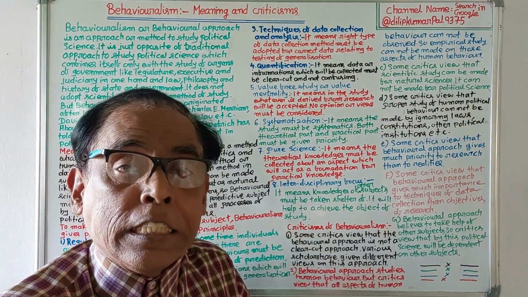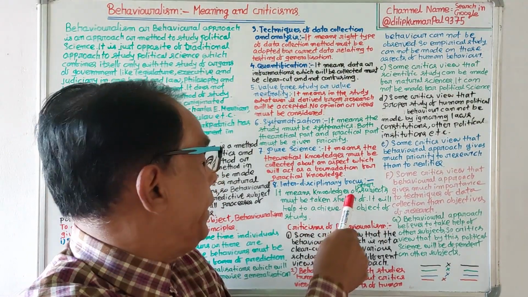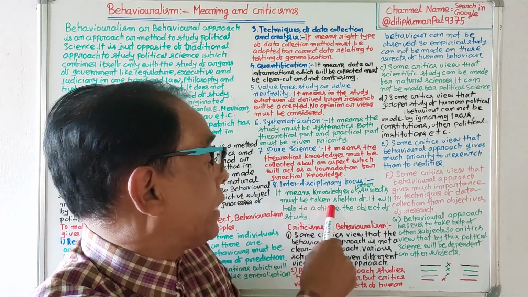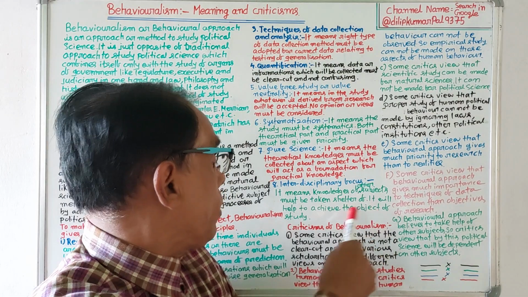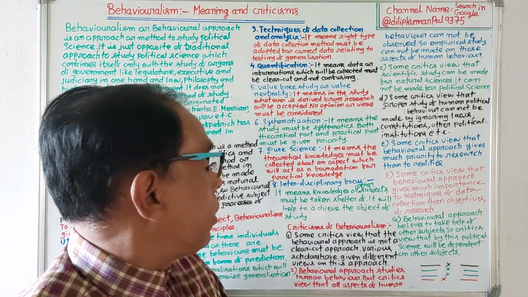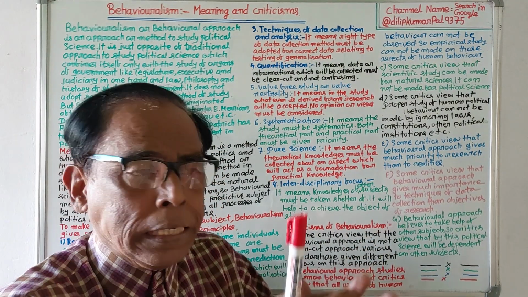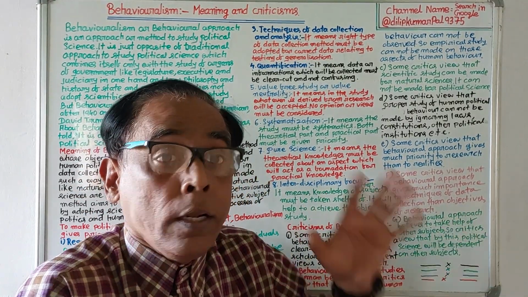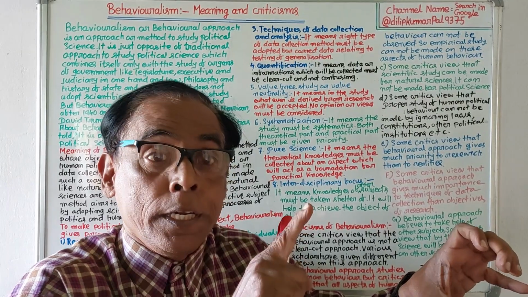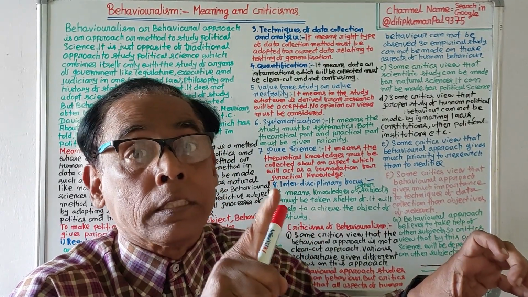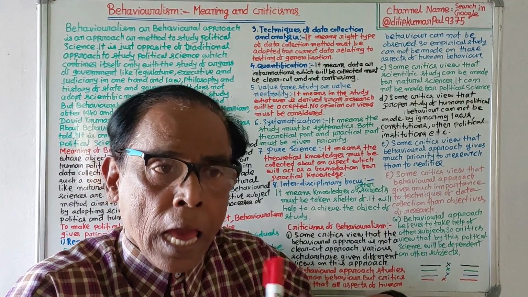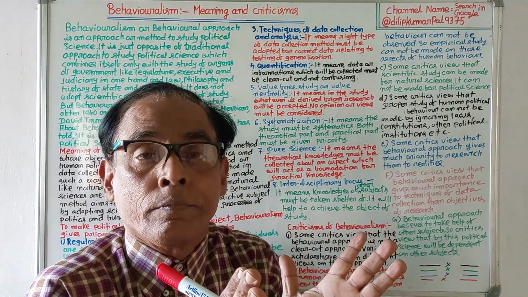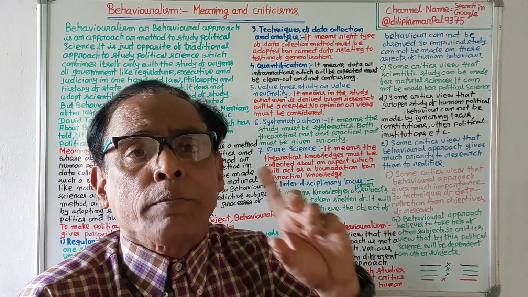Finally, interdisciplinary approach. It means knowledges of all subjects must be taken shelter of. It will help to achieve the object of study. Interdisciplinary approach means knowledges of all subjects must be taken shelter of. It means help must be taken from the knowledges of all subjects so that the object of the study will be fulfilled.